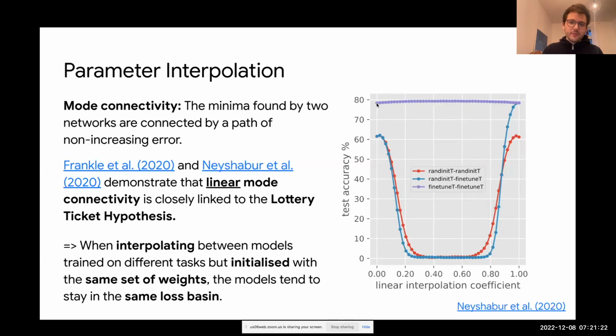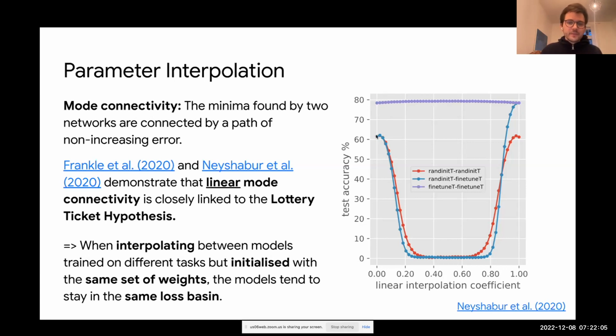And we can see that for the purple model, both models are trained on different tasks, but they're initialized with the same set of weights. So it can be, for example, a pre-trained model such as BERT, and now we fine-tune it on NLI and on sentiment analysis, for example, and now we want to interpolate between those two weights. Then we can see that the test accuracy does not drop significantly at any interpolation coefficient. So there is no barrier between those two models, even if we interpolate between the weights.